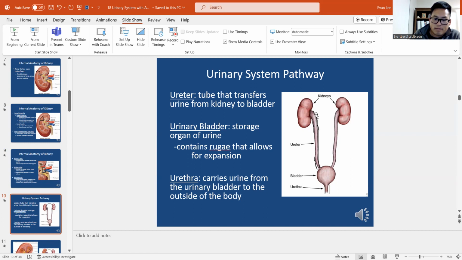And then that's going to travel down to the urinary bladder, which is going to be your storage area for urine. So this is basically a sac that can hold urine, but then finally you have the urethra, which will allow the urine to travel outward as well.